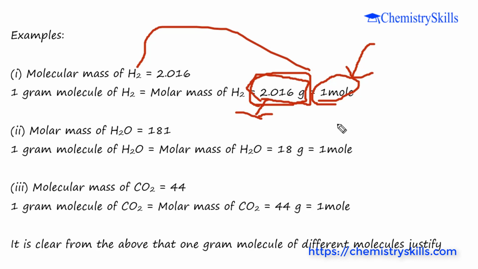Understand? Let's take another example. Now, molar mass of H2O. Water is 18 AMU, and we have to make it 1 mole. What will we do? We will take 18 grams. We represent its molar mass, which is molecular mass, in grams. It will become 1 mole of water.